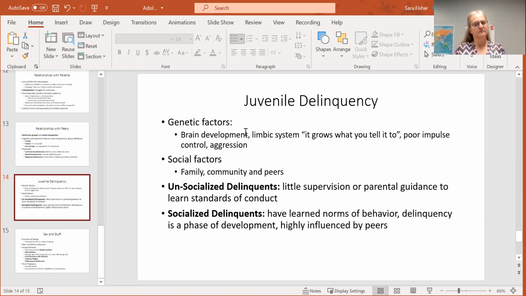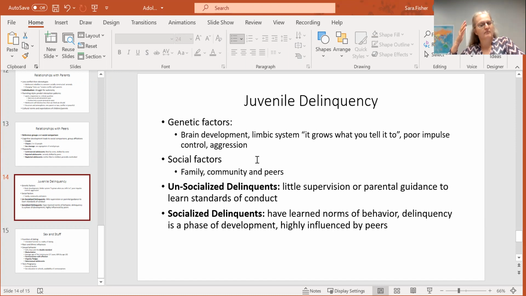A couple of terms here that are bolded are worth pointing out: the unsocialized delinquent and the socialized delinquent. The unsocialized delinquent is a young person who breaks the rules effectively because they've got no one telling them not to. So there's little supervision, little parental guidance. They just do whatever they want.